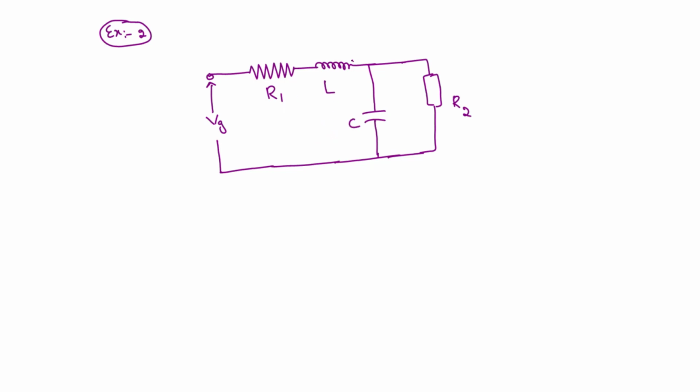And the current that is flowing through the L I am considering as IL. The current that is flowing through the output I am considering as I naught. The current that is flowing through the capacitor is IC. Okay. So first of all, you have to remember only two things.